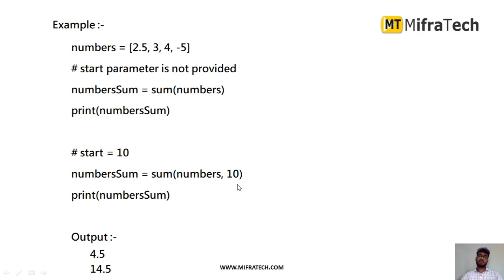equal to 10. So if you want to add any extra value to the sum of the elements in a list, you can do that using the start option. So sum of numbers, and I have given 10. If I print this, as you can see, my earlier sum was 4.5. For that I have added a start of 10, so my final output will be 14.5.